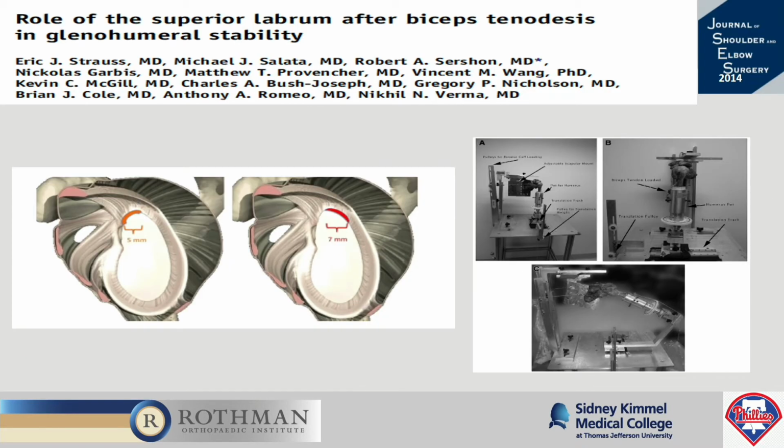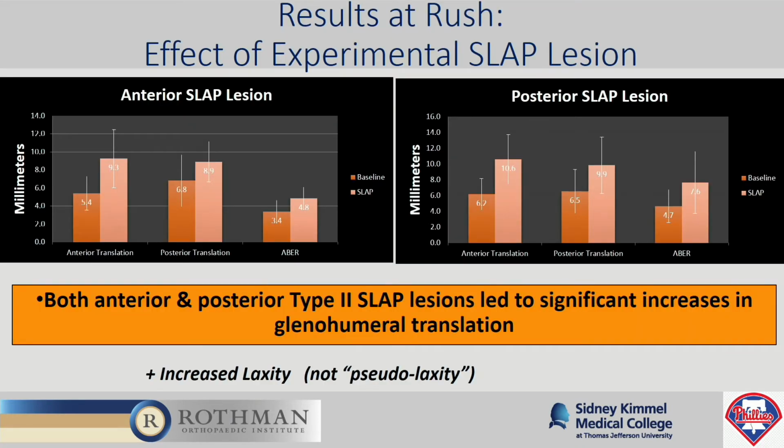If you look at this study that was done back at Rush, what they did was they created SLAP tears, anterior and posterior to the biceps labral complex. And what they found was that as they put the shoulder through a range of motion, as you can see here, with the anterior SLAPs and the posterior SLAPs, there was more translation within the glenohumeral joint. So this was actually true laxity. This was not pseudo-laxity. These were statistically significant differences. Once you had the SLAP tear, you take the shoulder through a range of motion, it moves more than it's supposed to.